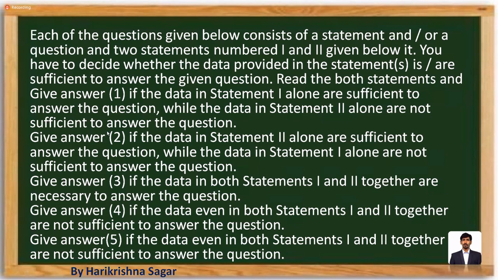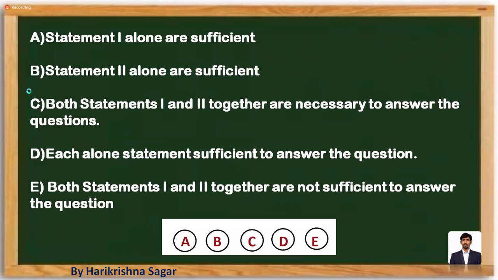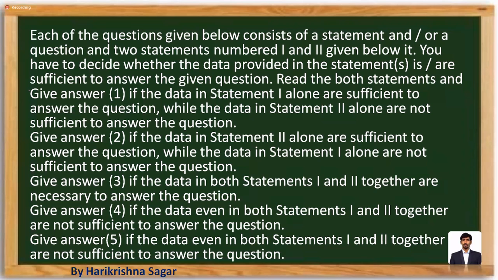Every time you are going to see the option choices projected like this. Option 1 is going to be statement 1 alone is sufficient for solving the question, and option 2 is going to be statement 2 alone is sufficient for solving the question. Option 3 is going to be this.